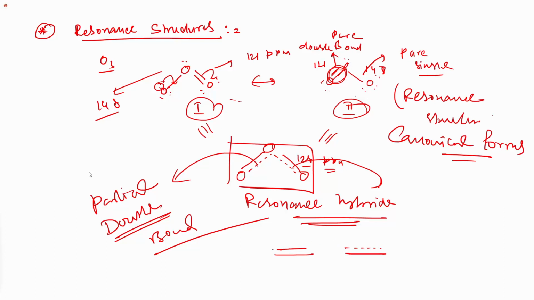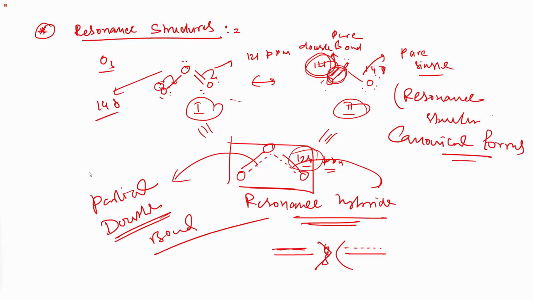This is a fully double bond character, and this is not. When it is a fully double bond character, the bond length will be less than the partial double bond. That's why this bond length is 121 and for the partial case the bond length is 128. So ozone has two things: one is the resonance structures, the other is the resonance hybrid.